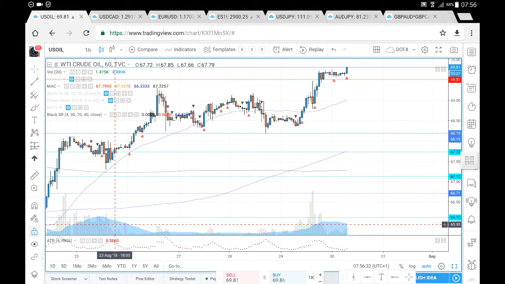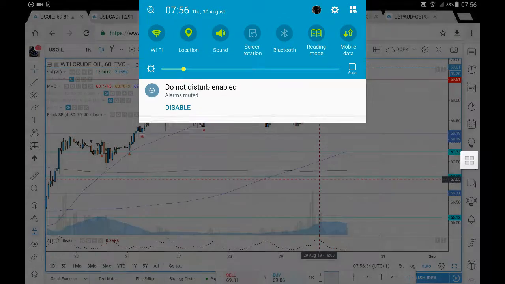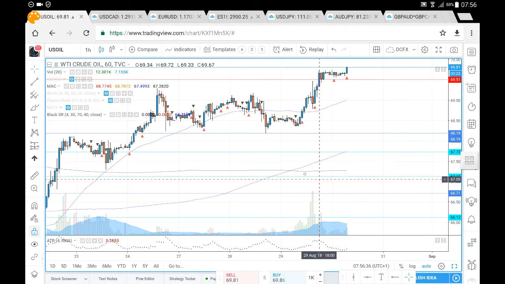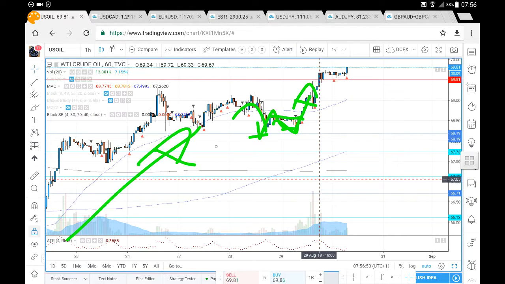So this is the US oil analysis for Thursday, 30th of August. Now let's have a look at prices and where prices may likely go. So we've had price come down to 68.19 for a perfect test, held the supports in around 68.19, had brief consolidation, saw the upwards momentum continuation here in alignment with the most recent trend.